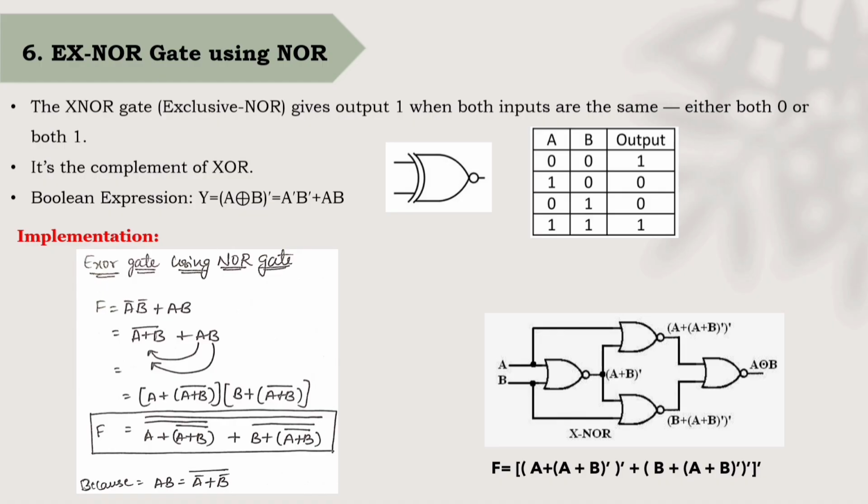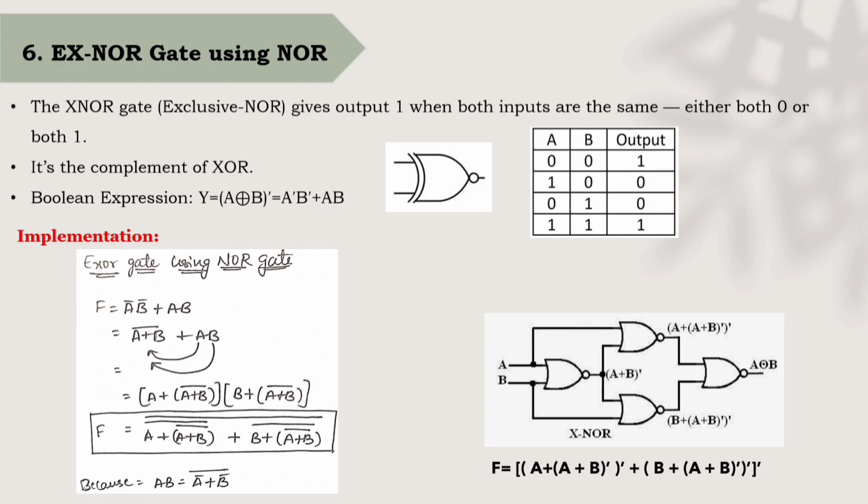So let us consider the first operand, that is A bar B bar. Based on the De Morgan rule, we can write A bar B bar as (A plus B) whole bar. Let's multiply the second operand with respect to the first operand, so that we are going to get (A plus B) whole bar into (B plus (A plus B) whole bar).